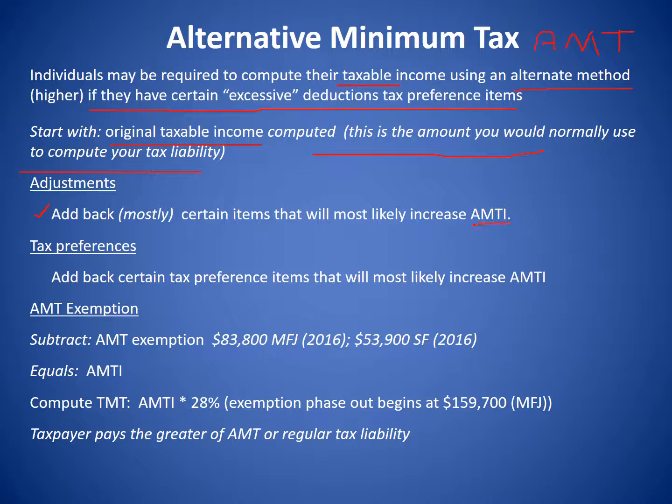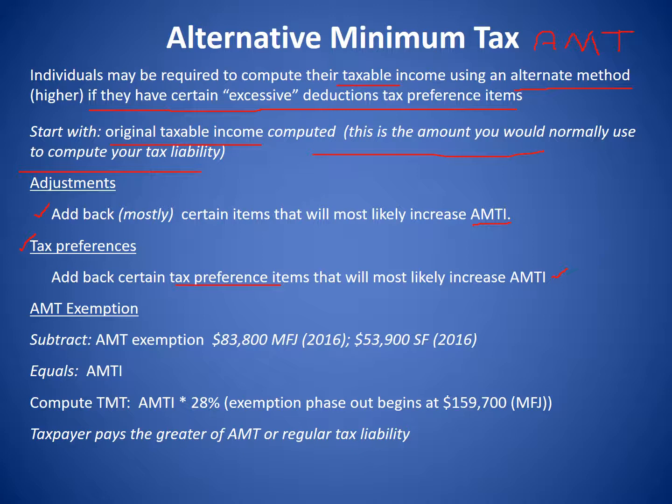So remember that acronym, alternative minimum taxable income. Also, if there are tax preference items, we're going to have to add back certain tax preference items that will most likely increase AMTI. So you can see already that if you have any of these items and we add them back, that's going to increase your taxable income.